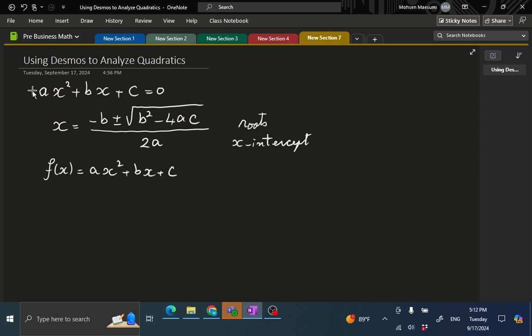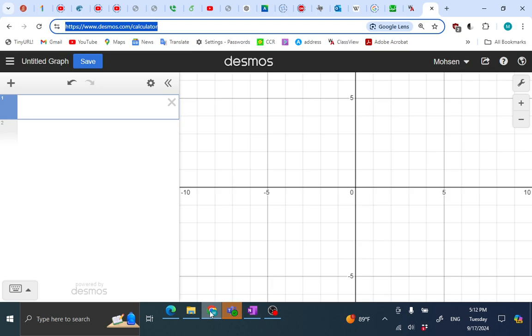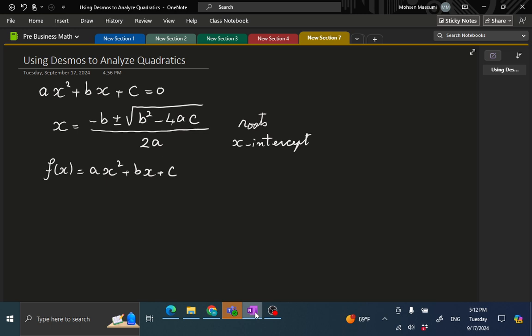of functions on Desmos and practice the functionality of this very nice software. So let's go ahead. So here I have the Desmos calculator. I pick some function and graph it here. Let's just pick something to practice.